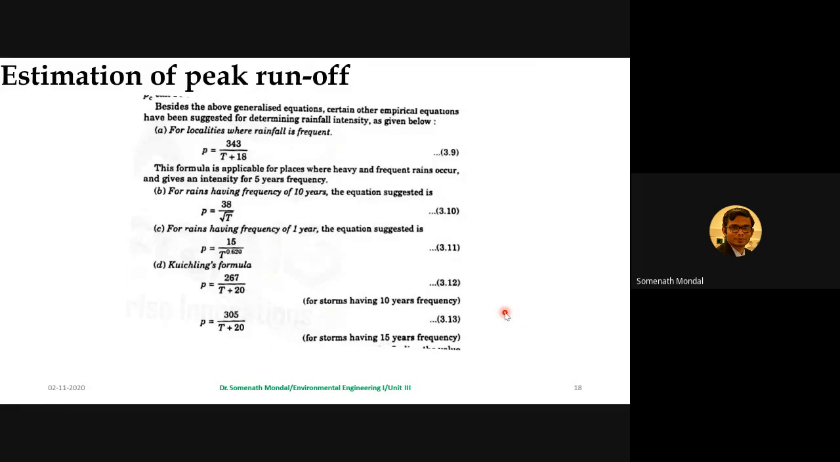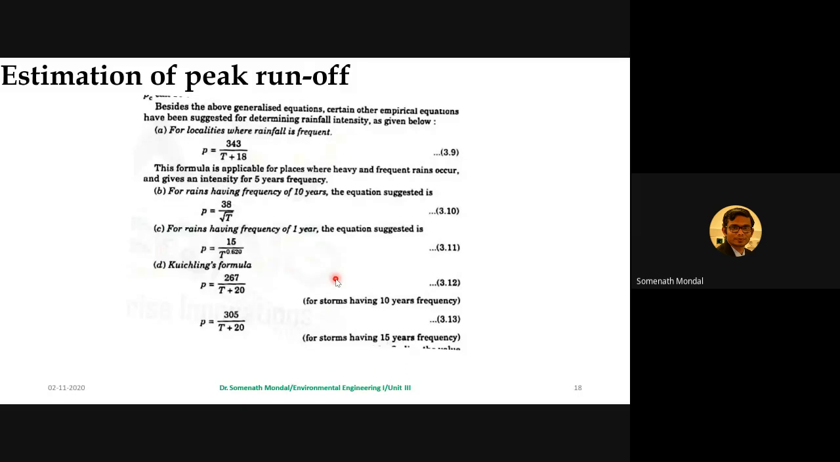Apart from the above generalized equation which we discussed, certain other empirical equations also can be used for determining the rainfall intensity. For localities where rainfall is very frequent, we can directly use this formula I have given over here. The formula is applicable for places where heavy and frequent rainfall occurs, and gives an intensity for 5 years frequency. So depending upon what kind of rainfall characteristics you have, you have to choose which one would be the most suitable.